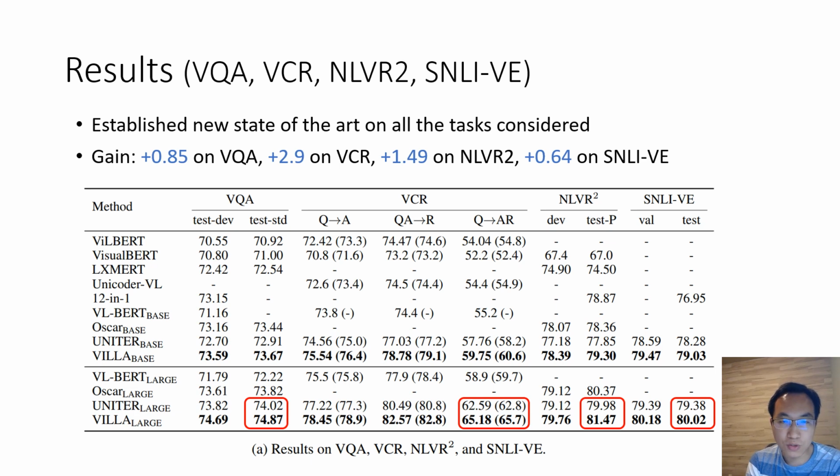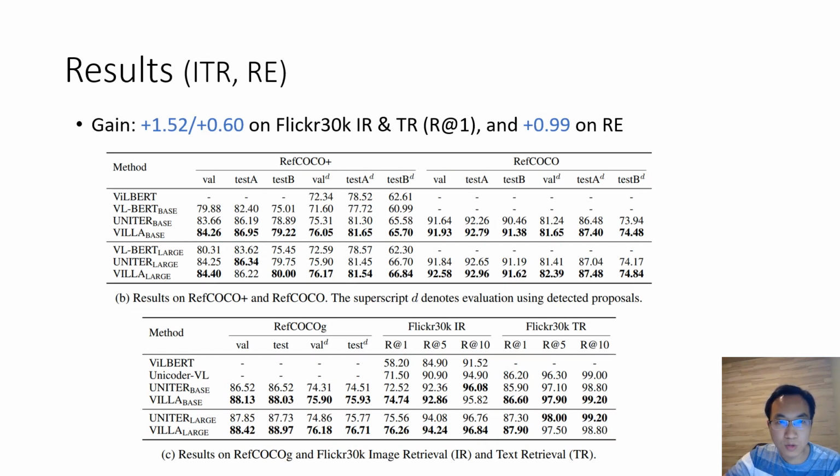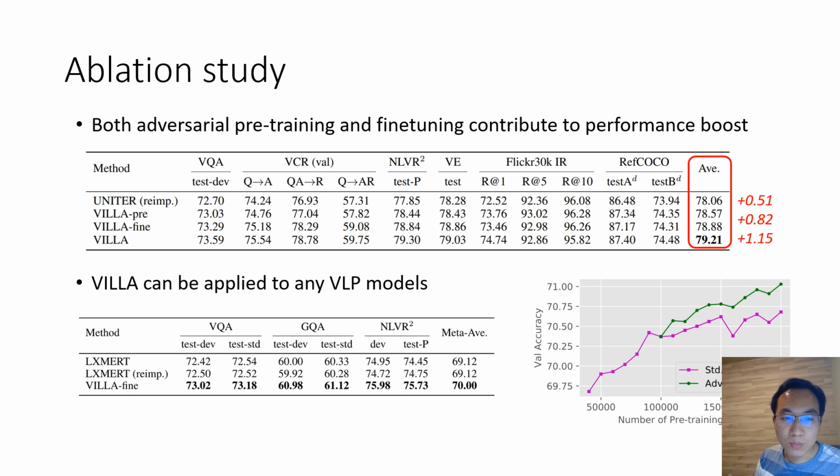Back then, VILLA established a new SOTA on all the tasks that were considered. Especially on the VCR task, it provided almost a 3-point improvement. They also tried image-text retrieval and referring expression tasks. In the ablation study, they show that adversarial pre-training and fine-tuning both contribute to the performance boost. In their paper, they mainly focus on UNITER, but they also show VILLA can be applied to any other VLP model, for example, LXMERT. So this figure is interesting as it shows that once adversarial pre-training has been turned on, the performance improves. So it's a very good signal that adversarial training can be an effective way to enhance your model performance, also during the pre-training stage.